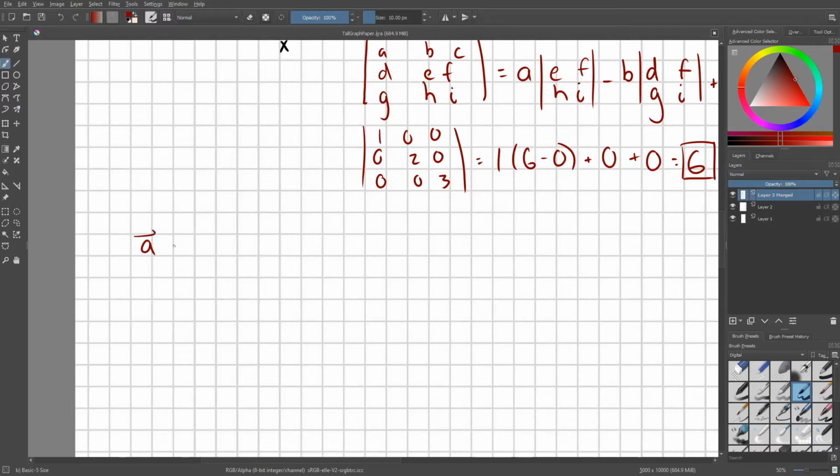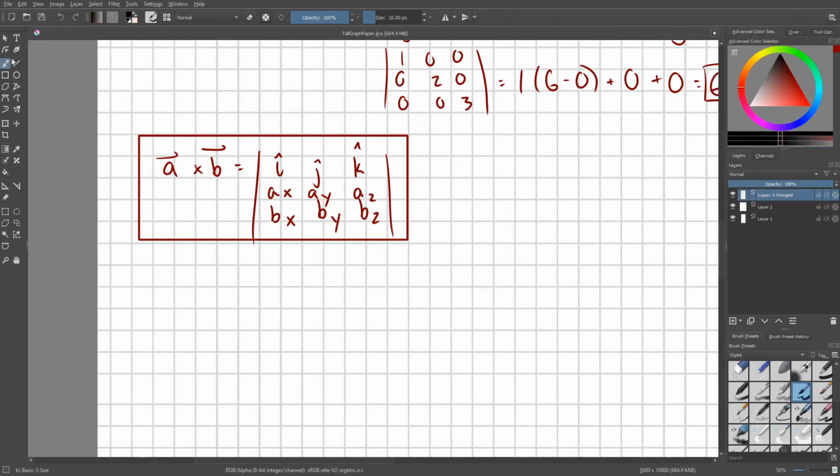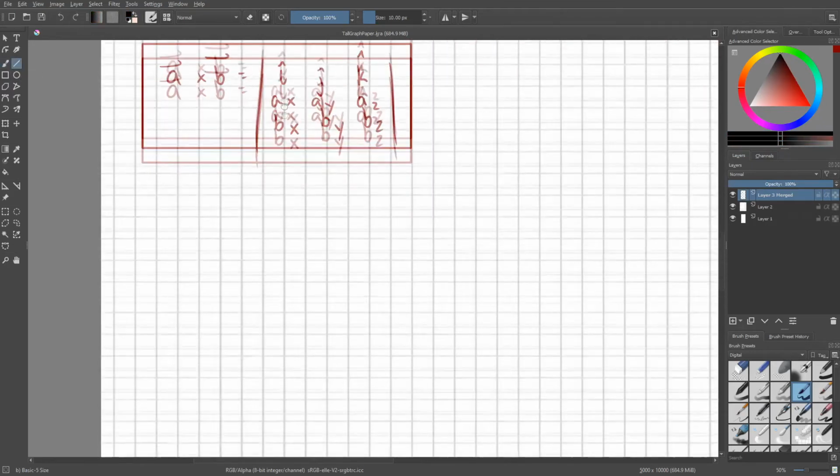So if we have 2 vectors, A and B, and we take the cross product of them, that's the same thing as taking the determinant of the following matrix. We put the unit vectors I, J, and K in the top row, and we put the X, Y, and Z components of A and the X, Y, and Z components of B in the 3rd row. And we just compute that determinant. That is the fundamental definition of a cross product. That being said, that's not very intuitive, so let's go ahead and do some examples.